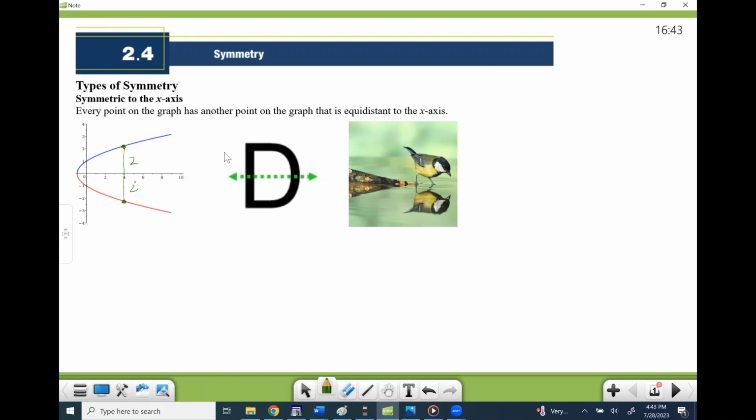There's lots of things with symmetry across the x-axis. You can find a lot of letters in the alphabet. Here's an example of a reflection that's symmetric across the x-axis.